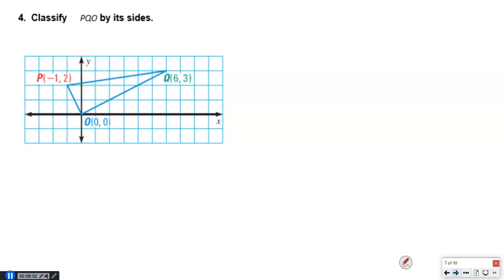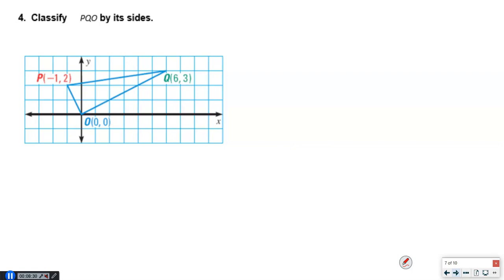We need to classify this triangle by its sides. Well, they don't tell us what the side lengths are. We have to figure that out on our own. And to do that, we're going to have to use the distance formula. We know the points of the vertices of this triangle, at -1, 2, 0, 0, and 6, 3. So we can use the distance formula to find all of those lengths.